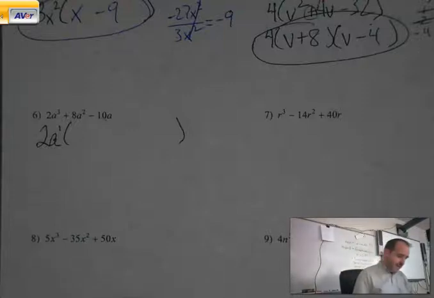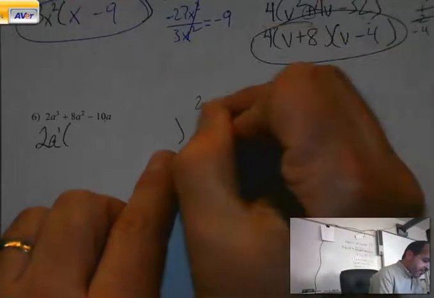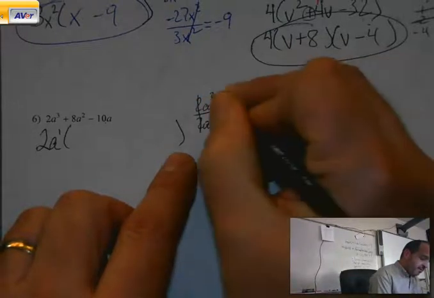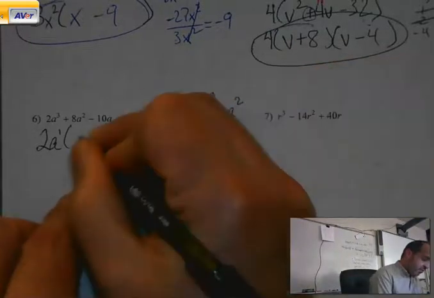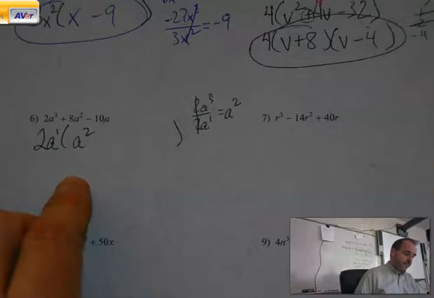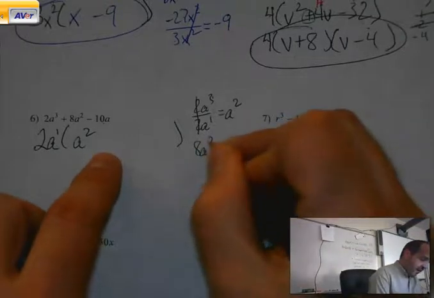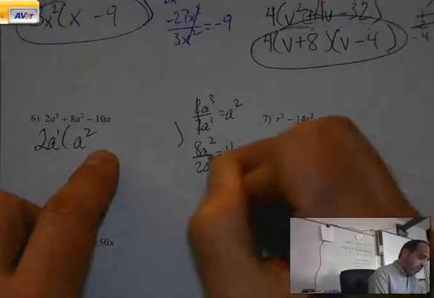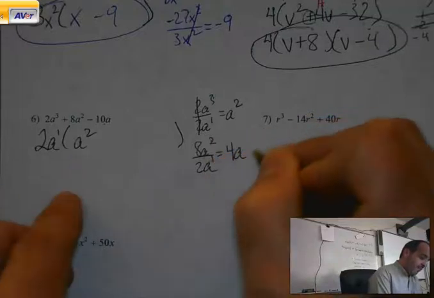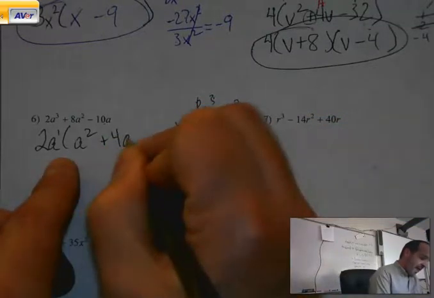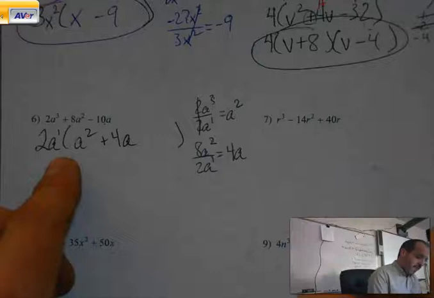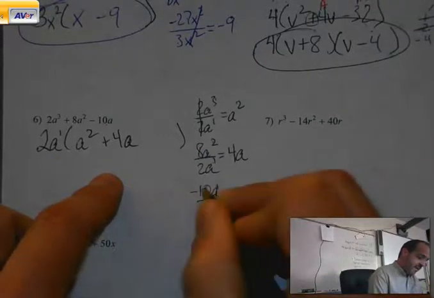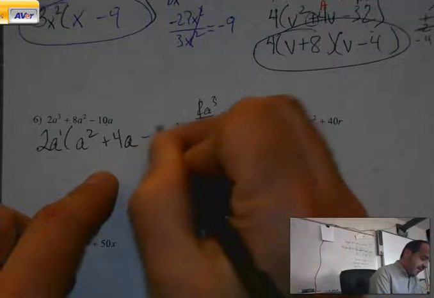So I'll do this one more time on one of these. 2a to the third divided by 2a to the first. The 2's cancel. 3 minus 1 is 2. Get the first part. 8a squared divided by 2a. 8 divided by 2 is 4. 2 minus 1 is 1. 4a. And finally, negative 10a divided by 2a. Negative 10 divided by 2 is negative 5.